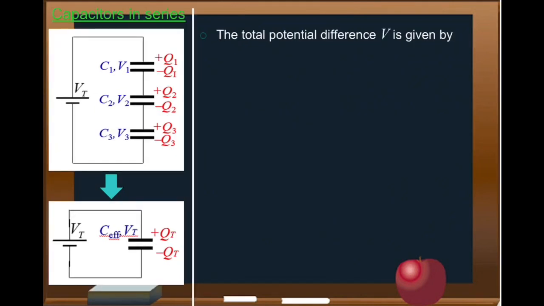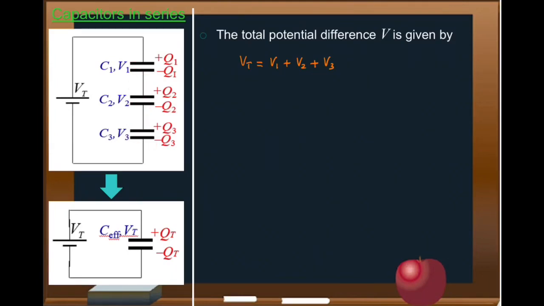And then once we have V1, V2, V3 and Vt, we can write down the total potential difference, given by Vt equals V1 plus V2 plus V3. So if we have capacitors which are connected in series, the total voltage will be the sum of all the individual voltages for each capacitor.